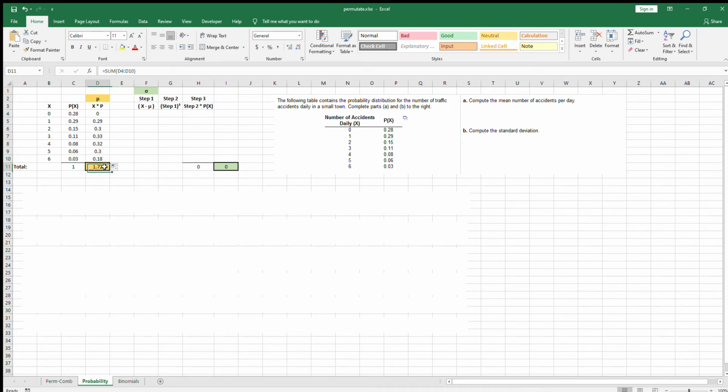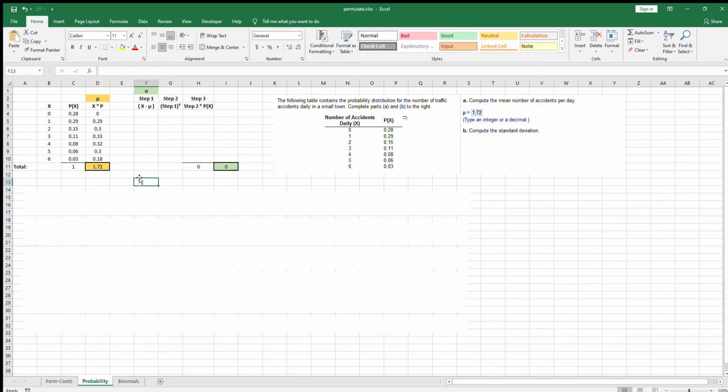And in this bottom cell here, you can see that I've summed the column. So I've summed all the weighted probabilities, and that gives us mu, or our mean. And you can see here it's 172. And you can see here that that's the correct answer.